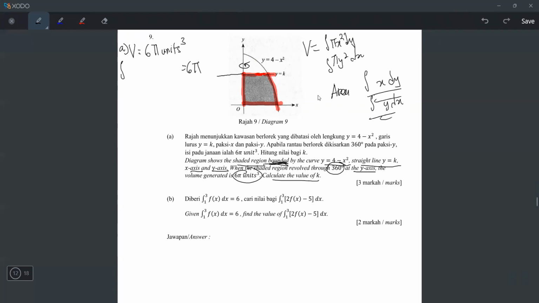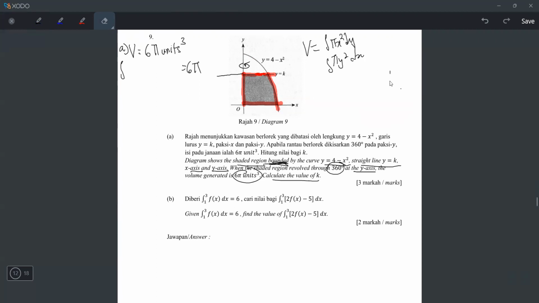And I also mentioned one thing. For area, you can choose which axis to use. If you're using the x-axis, then dx. If you're using the y-axis, then the dy, the integrate x dy one. But for volume, you cannot choose. I mentioned this in class also. For volume, you cannot choose which axis.